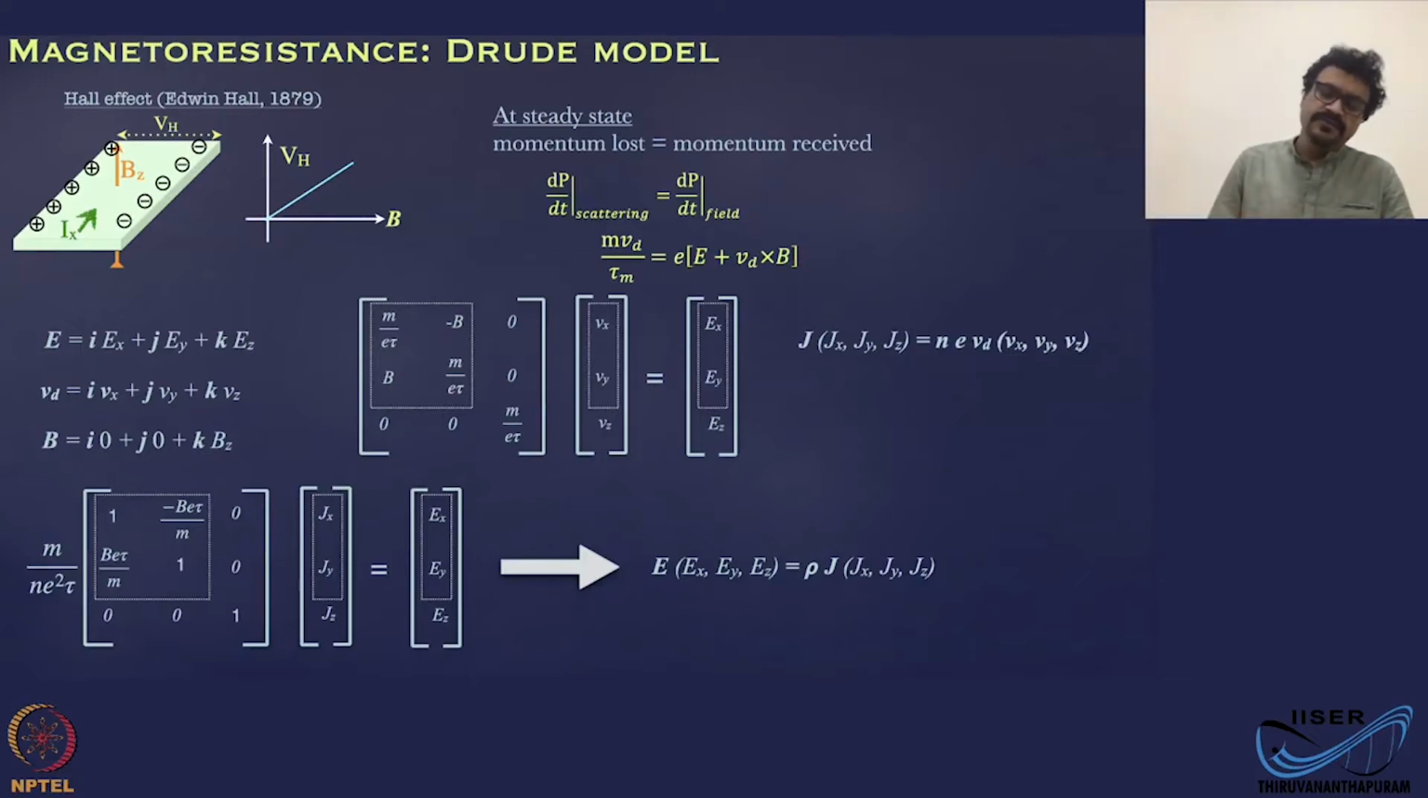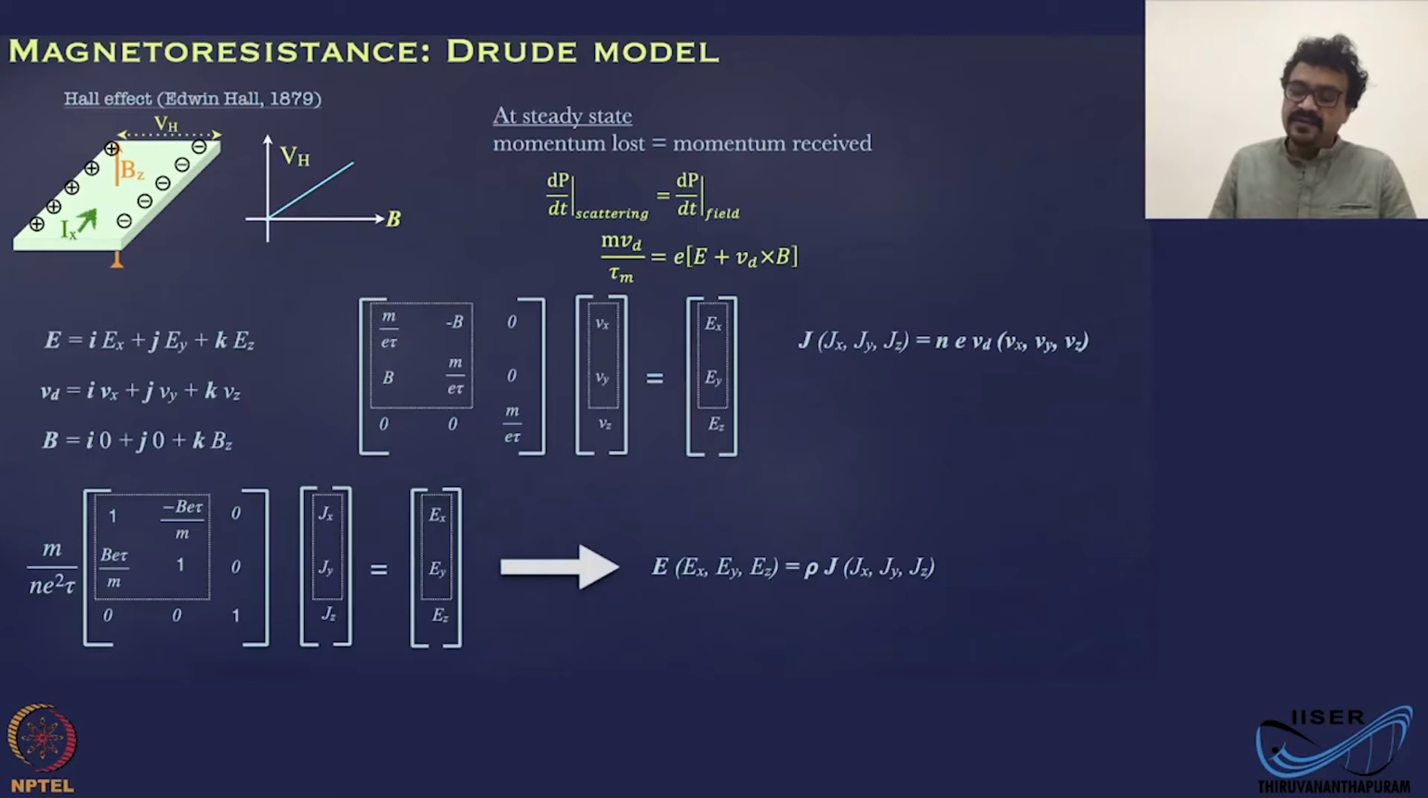Now what we are going to do is look into the action in terms of the various components of this field. We have the field separated into x, y, and z components, the drift velocity v_x, v_y, and v_z, and the B field, which we have applied only in one direction, that is B_z. That is the only component I am going to consider.